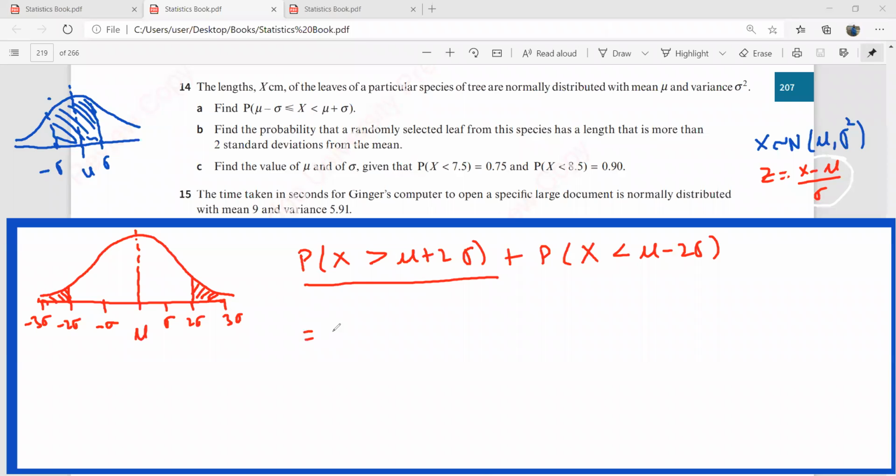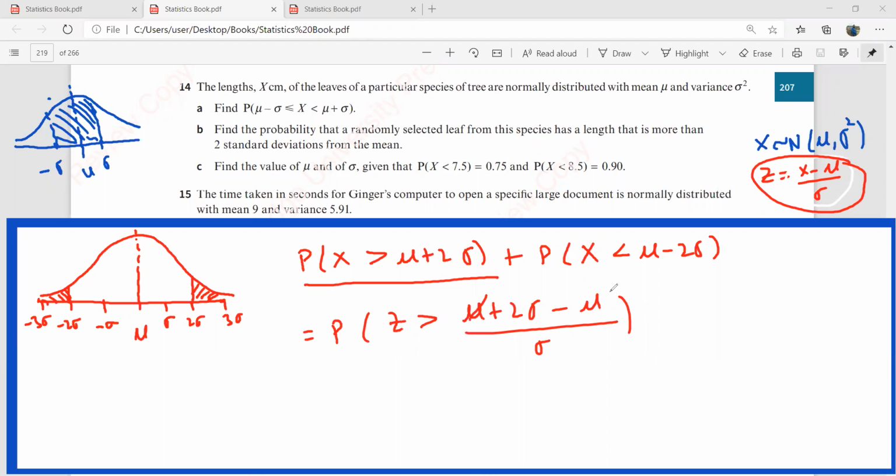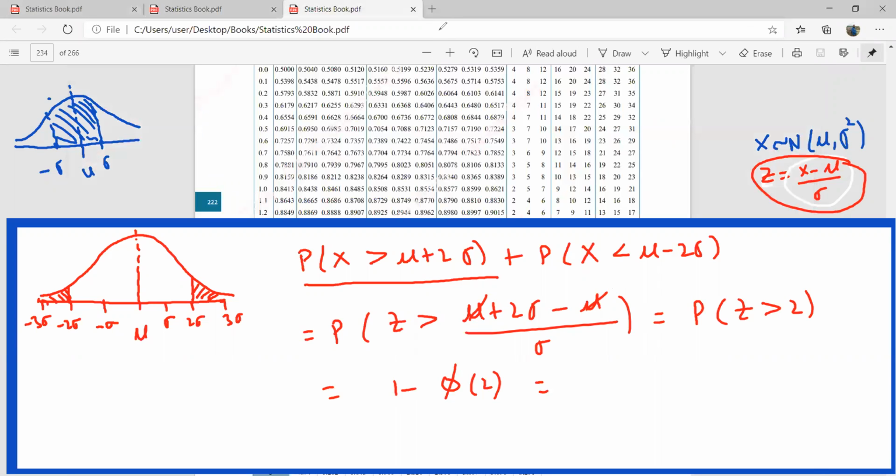So this is going to be the probability that z is greater than mu plus 2 sigma minus mu over sigma. Again using this formula, this is cancelled by this. This is going to be the probability z is greater than 2. So this is 1 minus phi of 2. Let's see what phi of 2 is here.